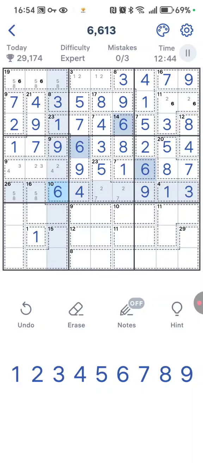Let's do a little bit of scanning first. So 6 and 6. If we do 6 for the scanning, we can see that you can't put a 6 in there because it's 12. You can't have two 6s.